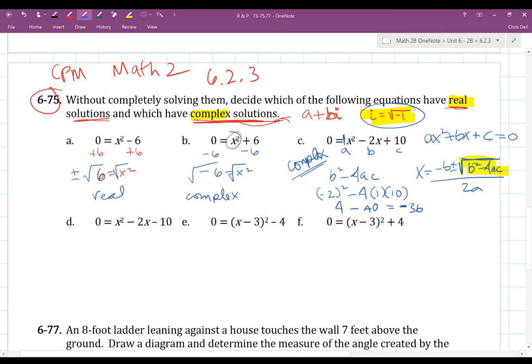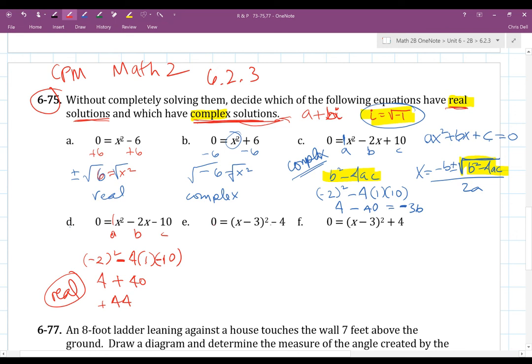All right. So D, we would do the same thing. I'll just get right to the b squared minus 4ac. My b here is negative 2, my a is 1. So negative 2 squared minus 4 times a times c, which is negative 10. This looks similar to the last question, but now I have a positive 4, and that's minus 4 times 1 times negative 10. So I have a minus times a negative there. That ends up becoming a plus 40. So 44 is what's under the square root. So it's positive, right? Therefore, it's going to be real solutions in this one.